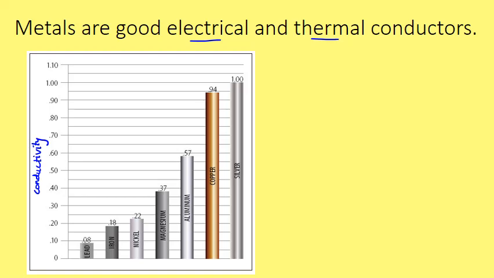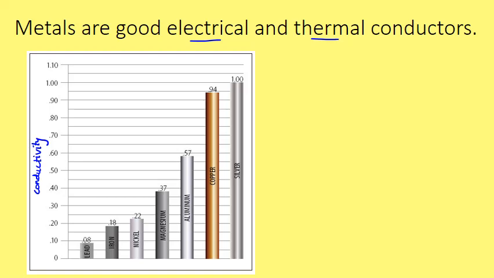And you can see, of course, that copper is a very good conductor of electricity, which is why it's used in all our electrical wiring, because it's nearly as good a conductor as silver, but is a lot cheaper than silver.